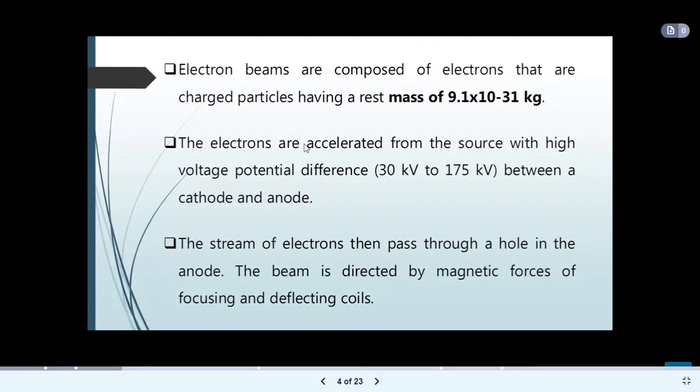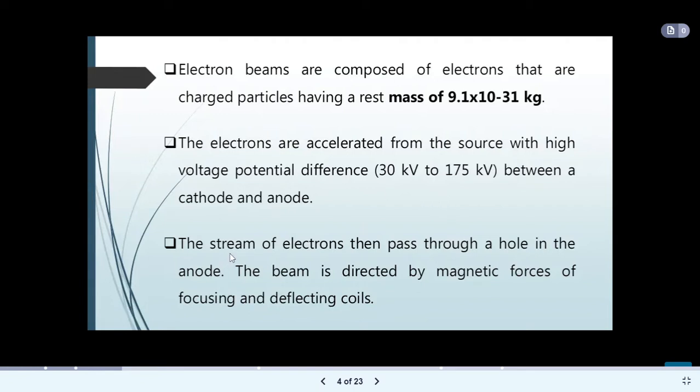The electrons are accelerated from a source of high voltage potential difference of 30 kilovolt to 175 kilovolt between anode and cathode. How much electropotential difference did we apply between anode and cathode? It is 30 kilovolt to 175 kilovolt. As this voltage changes, it will decide the velocity of the electrons.